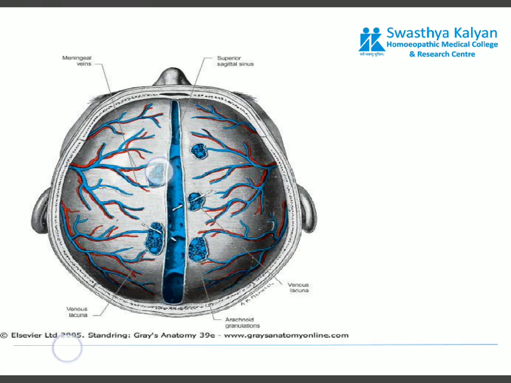In this figure, these are the lateral pouches, the venous lacunae, which receive the diploic and the meningeal veins first and then drain them into the superior sagittal sinus.